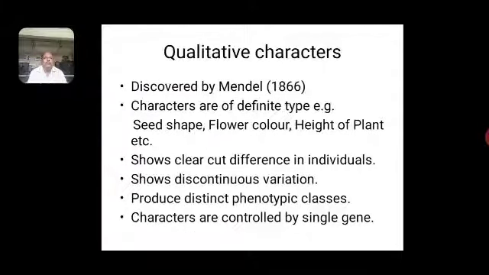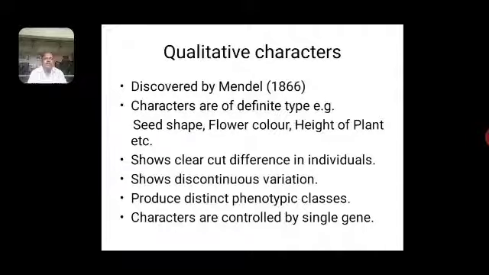Now let us discuss qualitative characters. These were discovered by Mendel in 1866. According to Mendel, these characters are of definite type: seed shape, flower color, height of the plant, etc. This shows clear-cut difference in individuals and shows discontinuous variation, producing distinct phenotypic classes, that is either tall or short, having purple or yellow flowers. So these characters are controlled by a single gene.